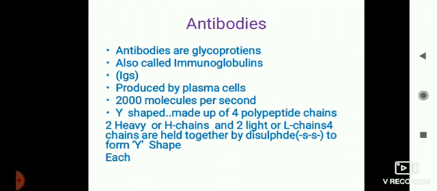They are produced by plasma cells. They are produced at 2000 molecules per second. Shape is Y. They are made up of 4 polypeptide chains, 2 heavy chains and 2 light chains. Heavy chains are also called H chains. Light chains are also called L chains. They are held together by disulfide bonds.